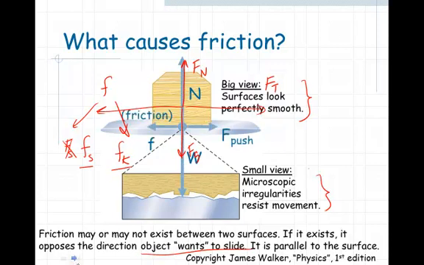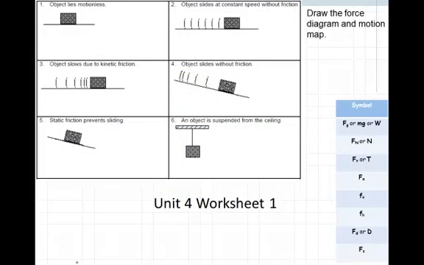Now, let's look at some examples. So what we want to do, we always want to draw a force diagram and a motion map for all of these objects. And remember, we always want our force diagram to show the direction that the object is being pulled. Never pushing, but pulled. So if we look at problem number 2, it says the object slides at constant speed without friction. So let's draw the force diagram.